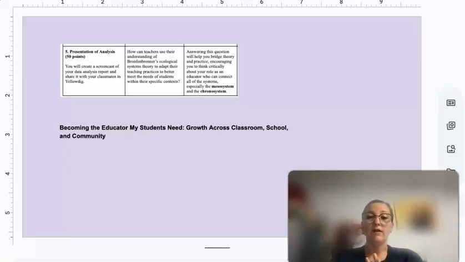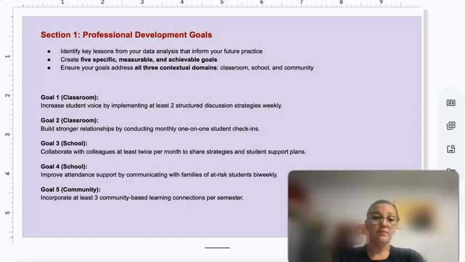Okay, so Chapter 5, Becoming the Educator My Students Need: Growth Across the Classroom, School, and Community. So finally, in Chapter 5, I reflected on my growth and created goals for my future self as an educator. I developed goals focused on improving student voice, building stronger relationships, increasing collaboration with staff, supporting attendance, and connecting learning to the community. I also reflected on my values as a teacher. I believe every student deserves to feel seen, heard, and supported, and that relationships are the key to student success.